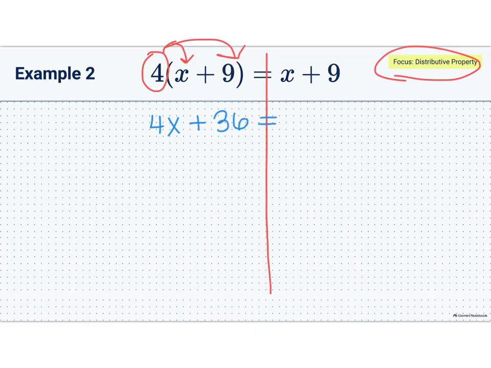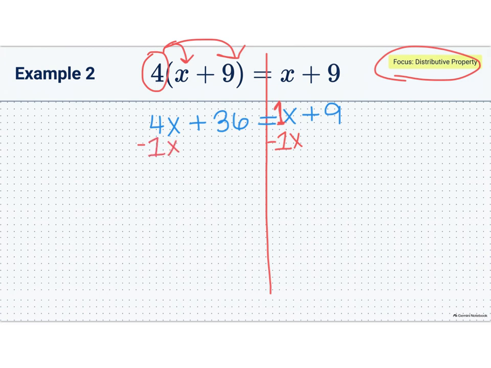And then on the other side, there's no distribution. We're just going to write it down. We look at both sides. We don't have any like terms to combine, but we do have variables that we need to move. So remember that there is an invisible 1 in front of any variable that doesn't have a number in front of it. So to move to the other side, I'm going to subtract 1x from both sides.